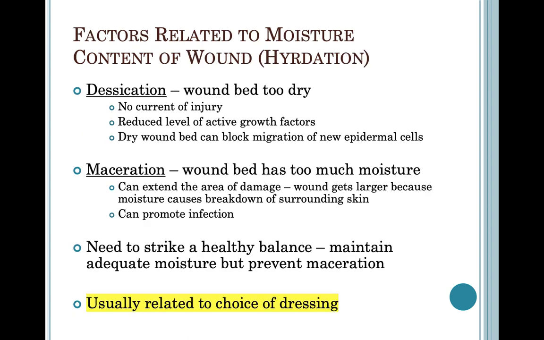We talked about moist wound healing, and the current of injury. So the hydration level or the moisture level of the wound is very, very important. Some of the terminology that we should be aware of is the word desiccation, which indicates that the wound is too dry, and maceration, that indicates that the wound bed has too much moisture, it's too wet. We need to be able to strike a healthy balance, and that's usually related to the choice of dressing.